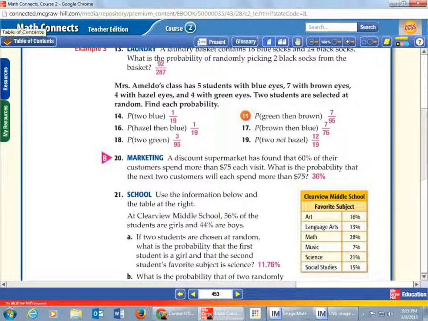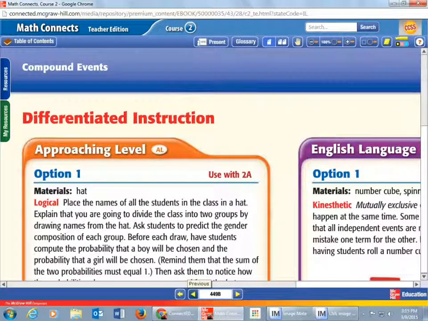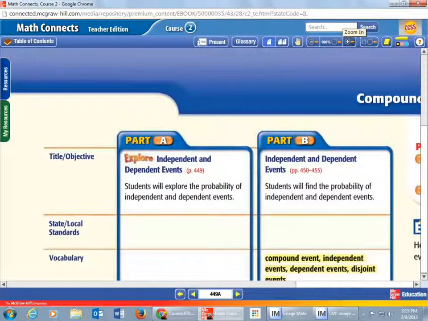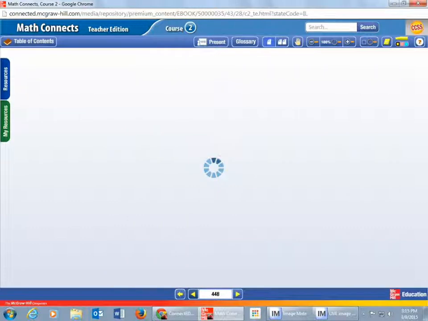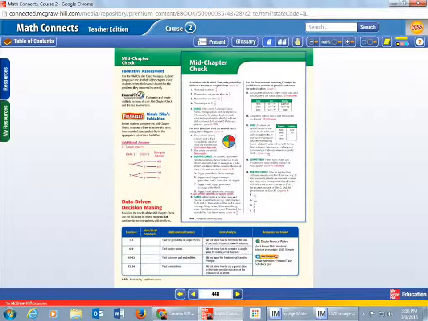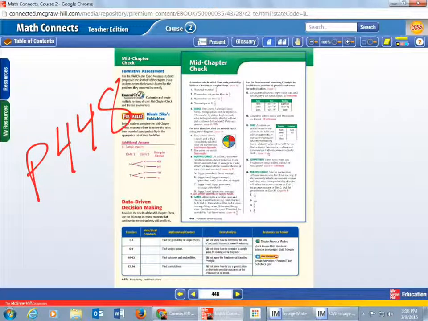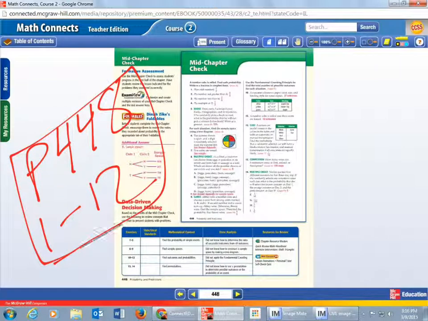Additionally, we need to go back and I want you to practice a few of these other pieces on the mid-chapter self-check. So, make sure you also do page 448, 1 through 12. Okay, that's what I have for you today. Make sure you have all that done by tomorrow.